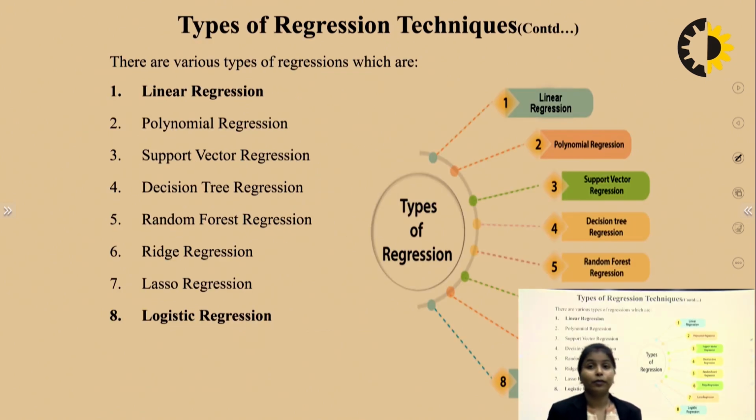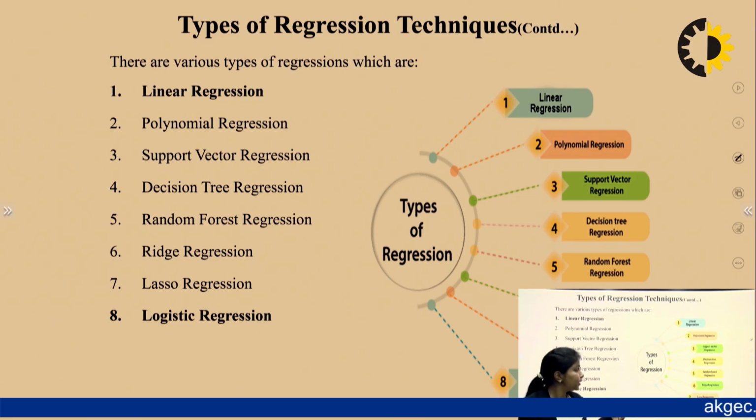Next are the types of regression modeling. Regression modeling is basically of 8 types, but we learn the linear and logistic regression. First is linear regression, second is polynomial regression, third is support vector machine, fourth is decision tree, fifth is random forest regression, sixth is ridge regression, seventh is lasso regression, and eighth is logistic regression.